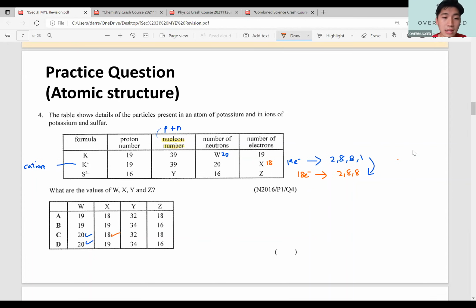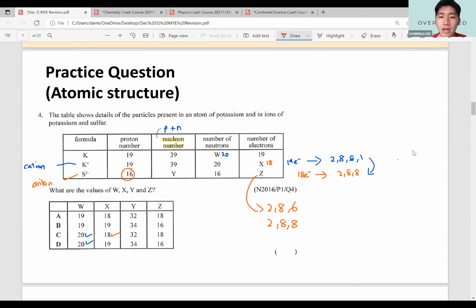So here, 18, because I gave away an electron. Using a similar logic, here S is an ion because it's negatively charged, meaning it has gained electrons. In the past, I started with 16 electrons, so Z was a 2, 8, 6. It became a 2, 8, 8.